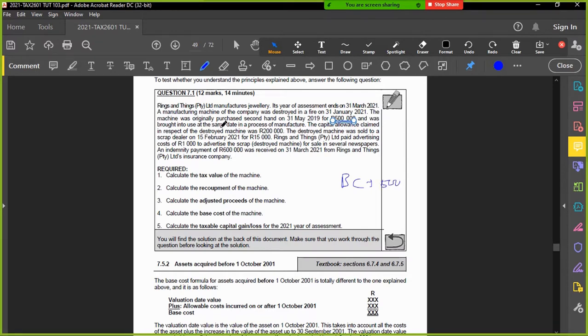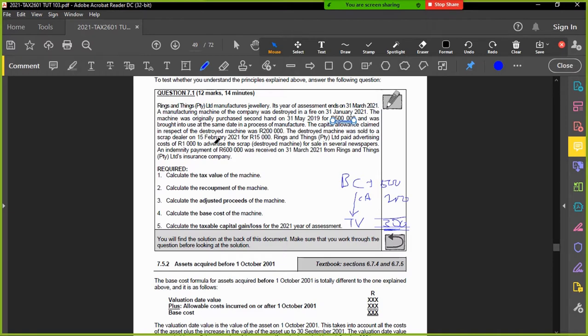It was brought into use on the same date. The capital allowances claimed in respect of the destroyed machine was 200,000. So they're telling me that over the life of the asset I used the asset, and the tax value would be the difference between base cost and the capital allowances. How many capital allowances do I have here? 200,000. So my tax value would be 300,000. The machine is destroyed.